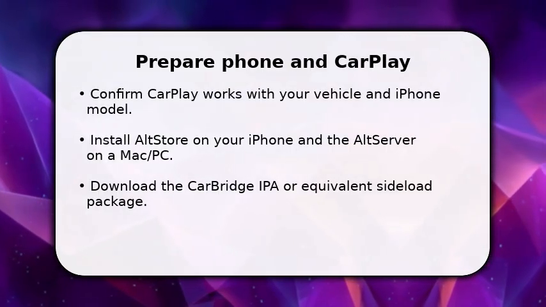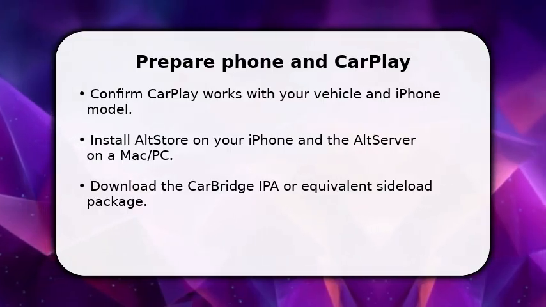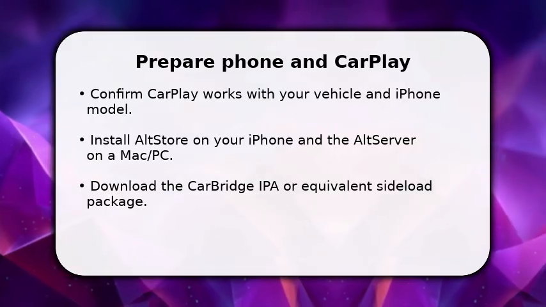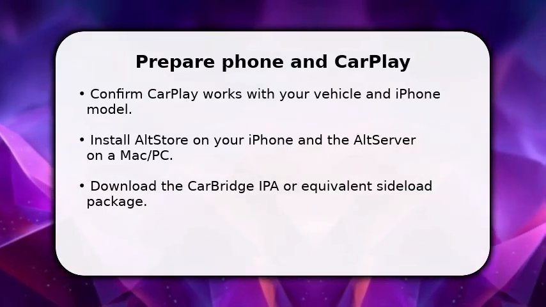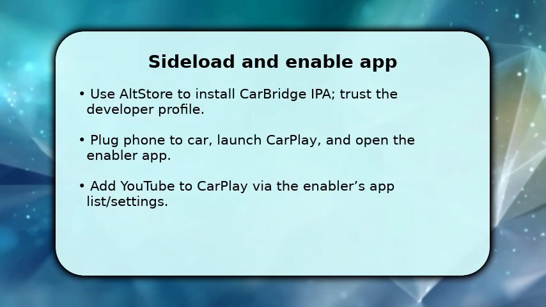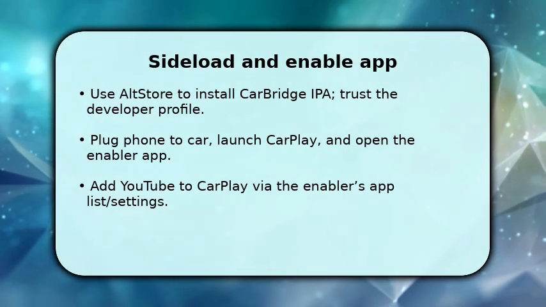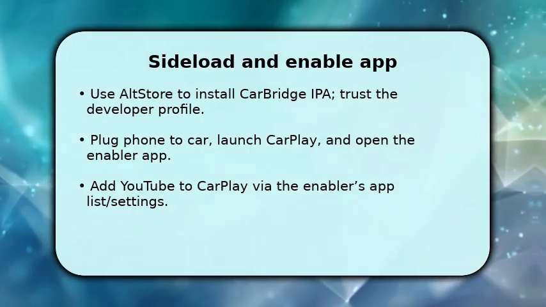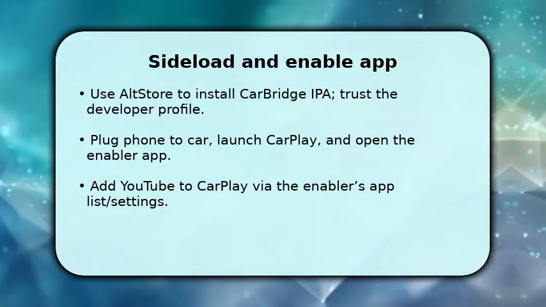Make sure your phone is charged and on the same Wi-Fi as Alt Server to avoid interrupted installs. Now you're ready to sign and install the Helper app. With Alt Store installed, sign and sideload the CarBridge IPA to your iPhone, accept and trust the profile in settings before unplugging. Next, connect the phone to your car and open CarPlay.